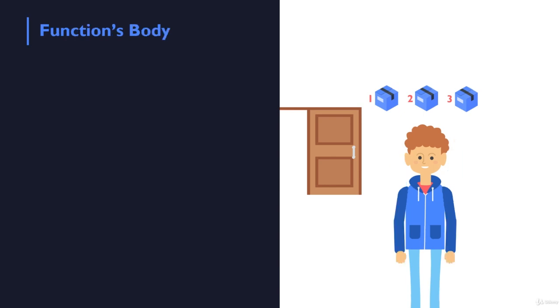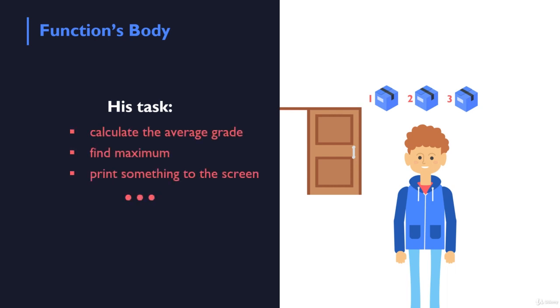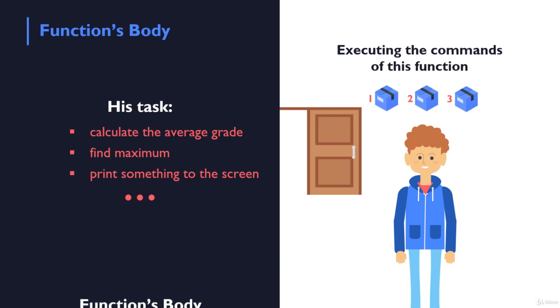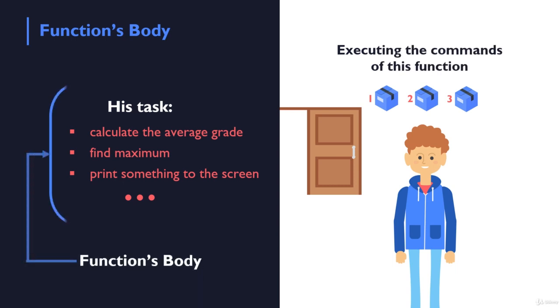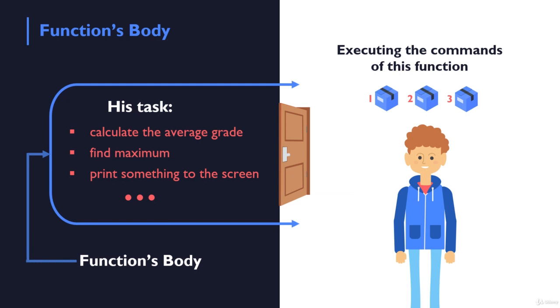And once the function received its list of parameters, our function, our John boy, is going to close the door and start doing his thing. So his task, his thing, may be to calculate the average grade, or find a maximum, or print something to the screen, or anything else. And this task is accomplished by executing the commands of this function. So these different commands of our functions are called the function's body.